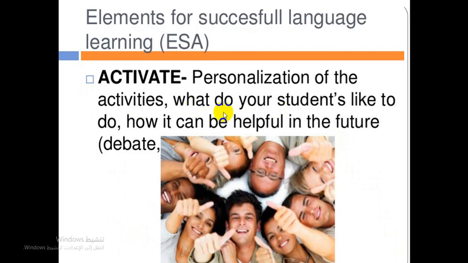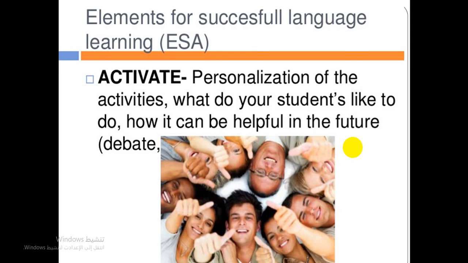What do your students like to do? How can it be helpful in the future? For example, debate. So, activate. This element describes exercises and activities which are designed to get students using language as freely and communicatively as they can.